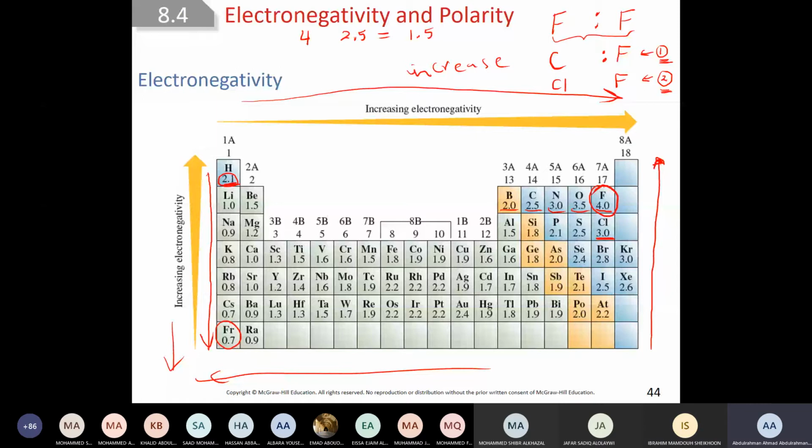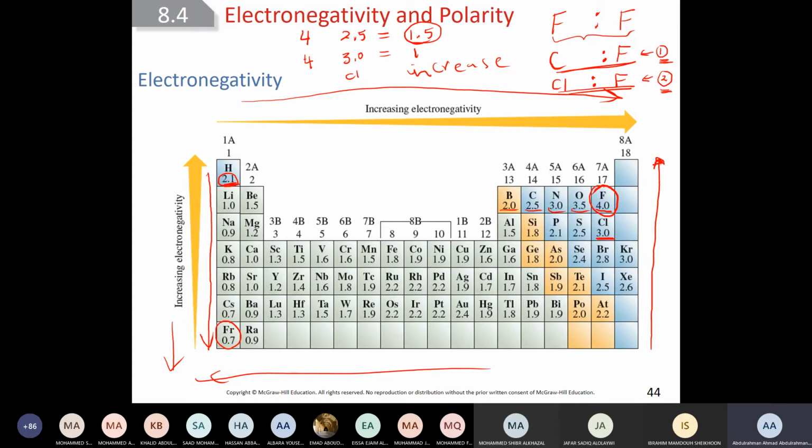While between fluorine 4 and chlorine, what is it for chlorine? 3.0. The difference is 1, and that's why this one will be further away from fluorine. It will be closer to fluorine in this case than in this one. So the more the difference, the closer the electrons are to the higher electronegativity. Is this clear?